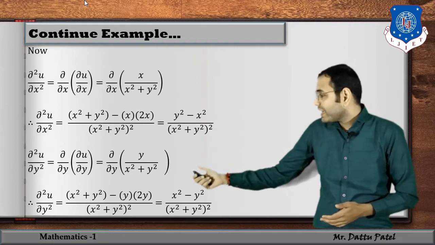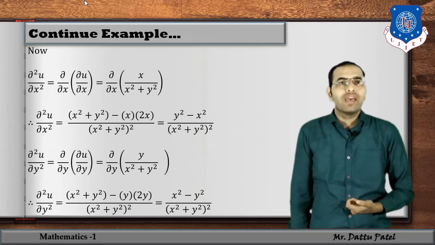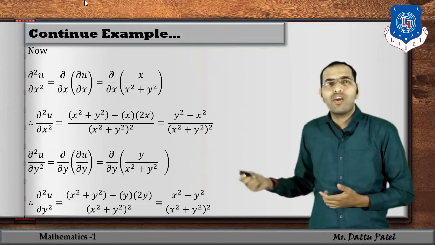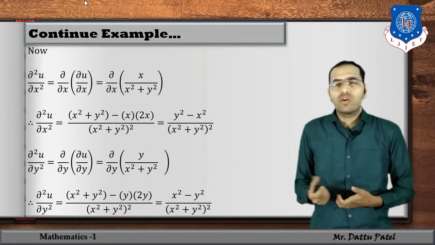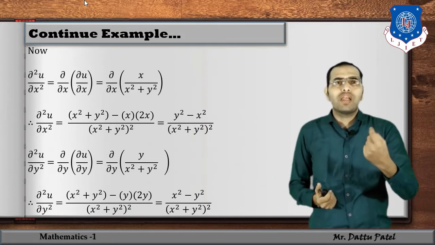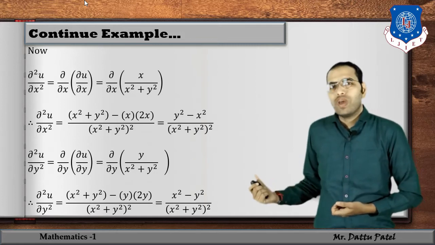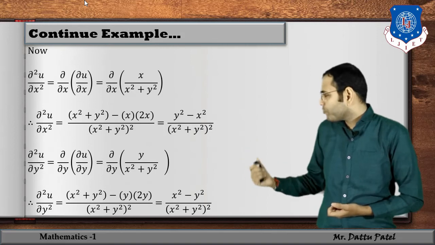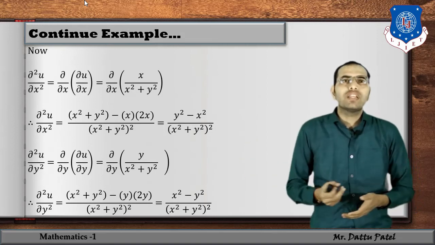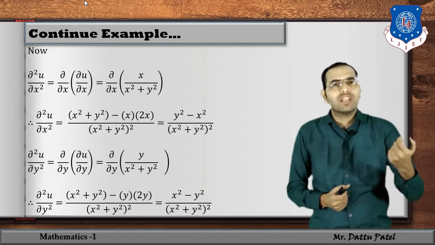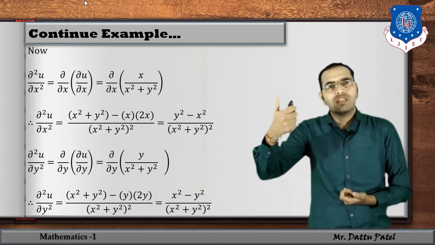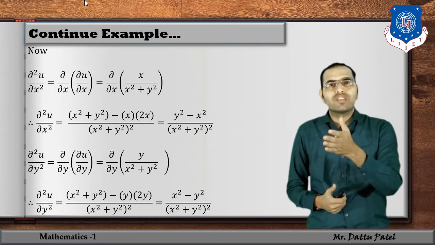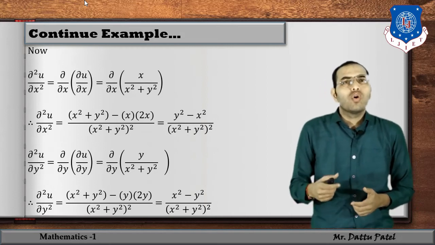Similarly, for the second derivative with respect to y, that is del square u by del y square, we can write del by del y of del u by del y, substituting the value of del u by del y, that is y upon x square plus y square. Similarly, here also the numerator and denominator have y, so apply the quotient rule: v as it is times derivative of u, minus u as it is times derivative of v, divided by v square. Then it becomes x square minus y square upon x square plus y square whole square.